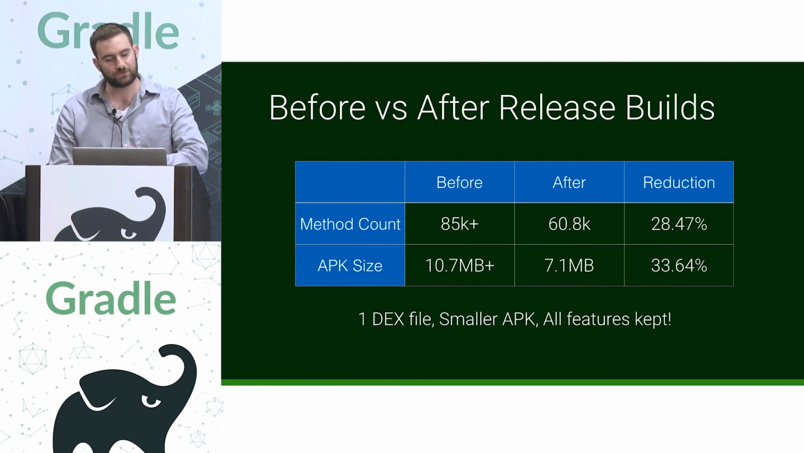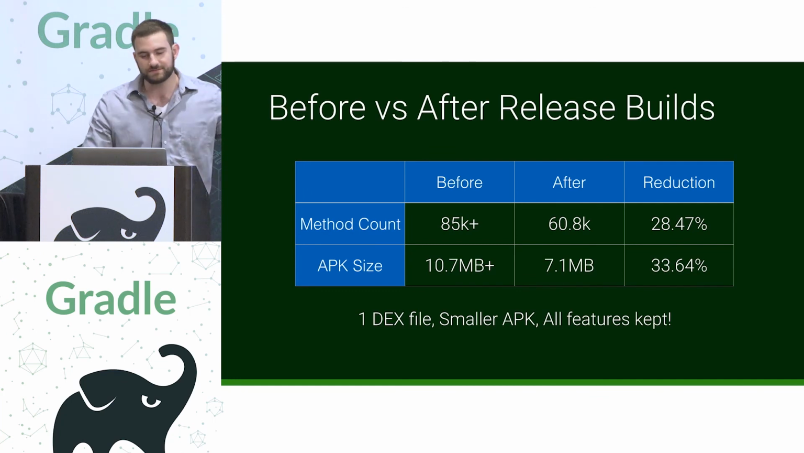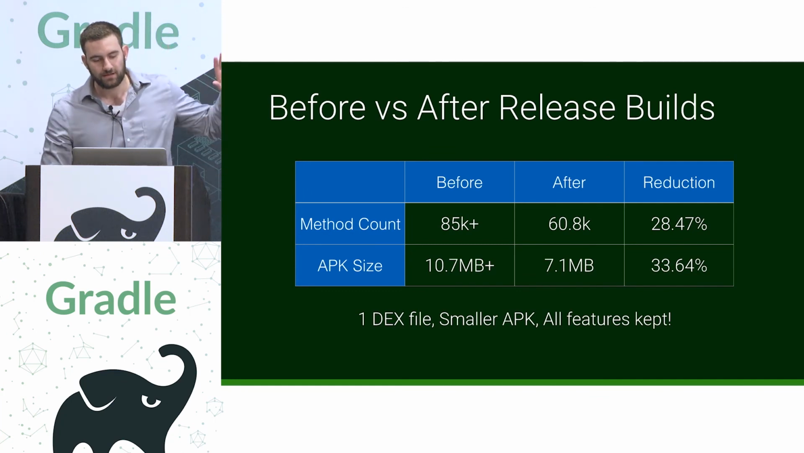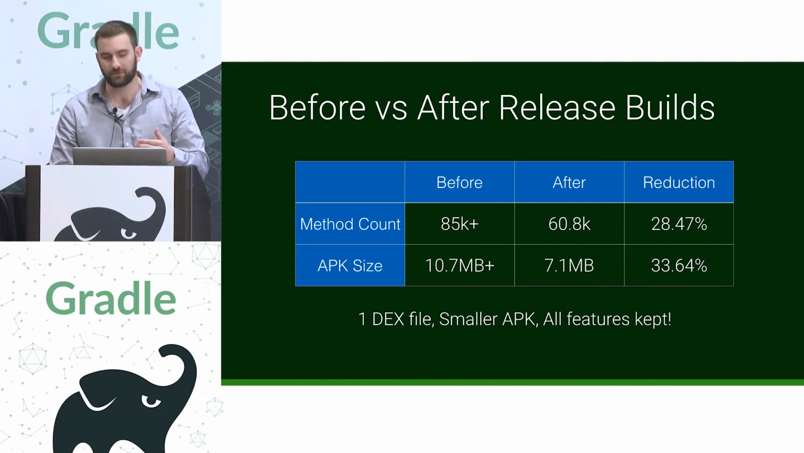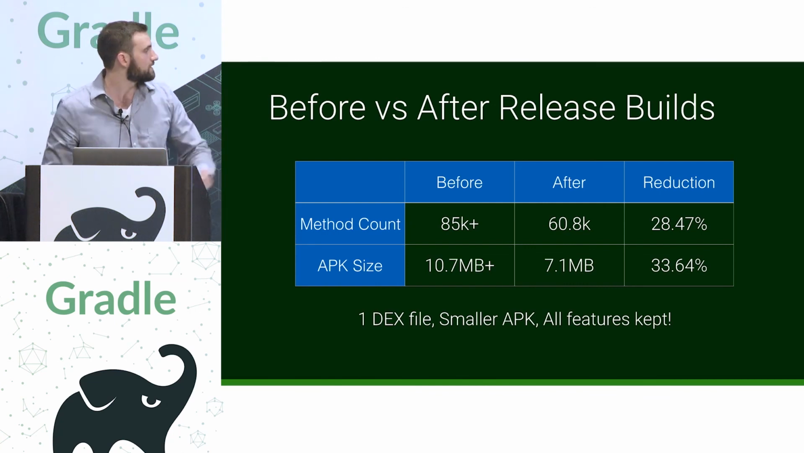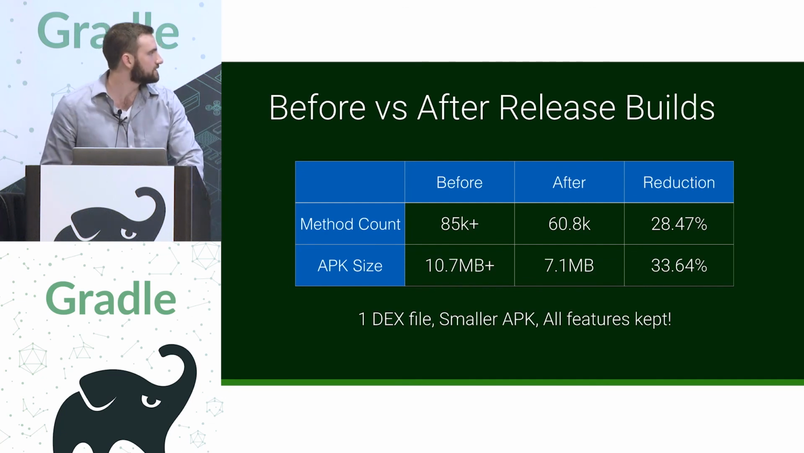So now let's do a quick comparison. Like I said in the previous slide, several months ago when I first started this little journey, we were at 85,000, and now we're at 60,000. It was a 28.4% reduction, and from 10.7 to 7.1, it's about a 33% reduction. So I think that was a major win for us.